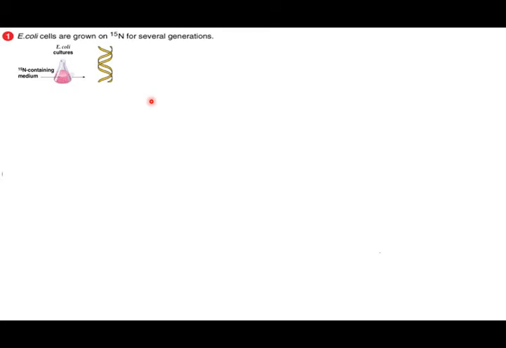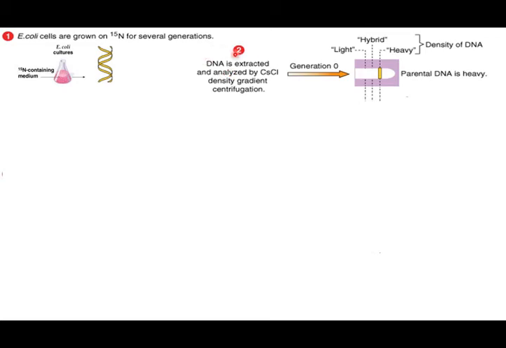After 14 generations in N15, the DNA of the cells was labeled with the heavier isotope. That is, both the parental strands were with the N15 isotope of nitrogen, and this they confirmed with cesium chloride density gradient centrifugation. So when the centrifugation was done, they saw that the DNA accumulated at the bottom level, indicating that the density of the DNA was heavy and both the strands contained the heavier isotope of nitrogen.